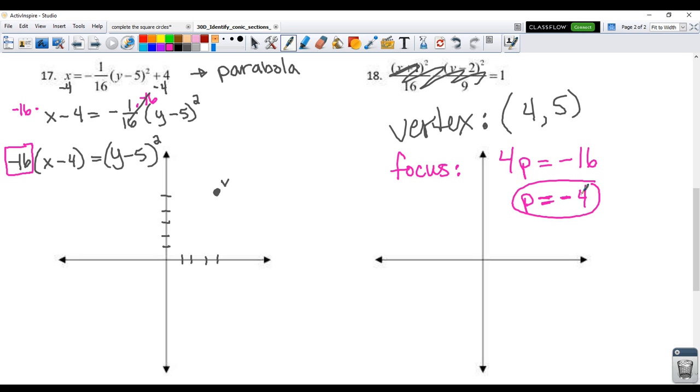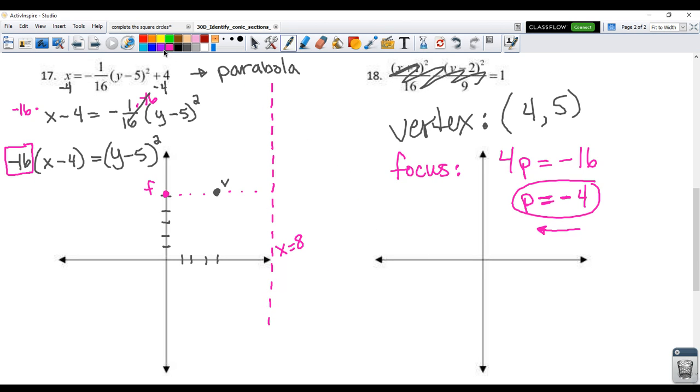Now don't worry about negatives. Negatives will just mean we count to the left of our vertex. So 1, 2, 3, 4 means I have a focus here. 4 units to the left of your vertex, which means our directrix is 4 units to the right of the vertex because your directrix and your focus are always the same distance away, but on opposite sides of your vertex. So this directrix has an equation of x equals 8 as the equation of this vertical line.